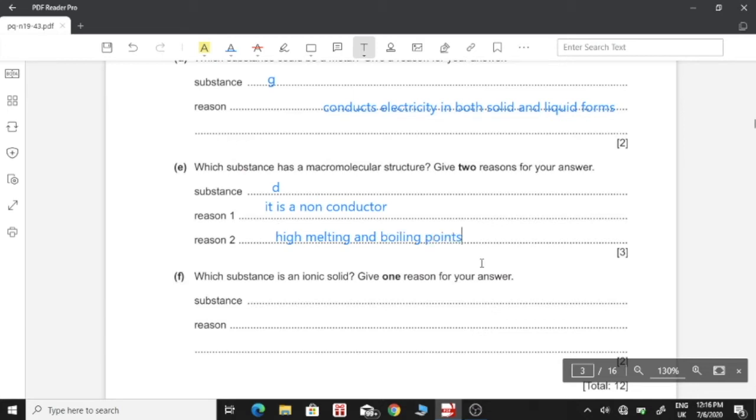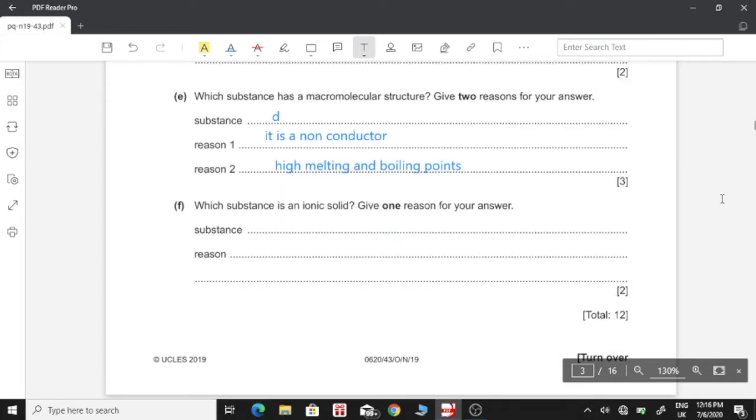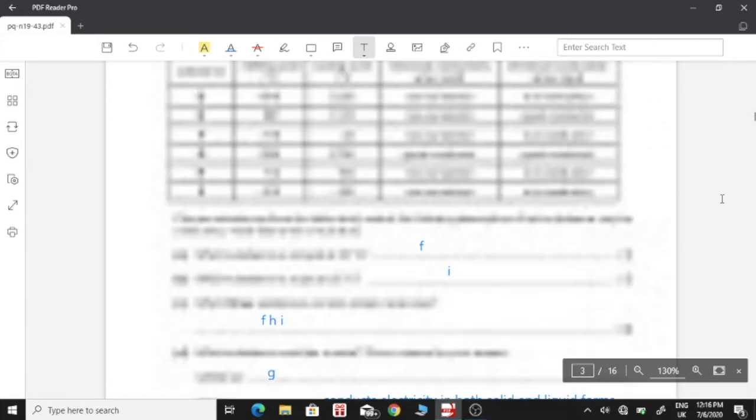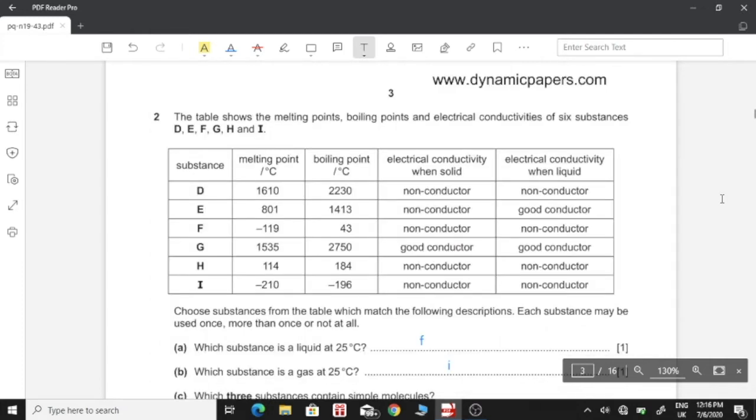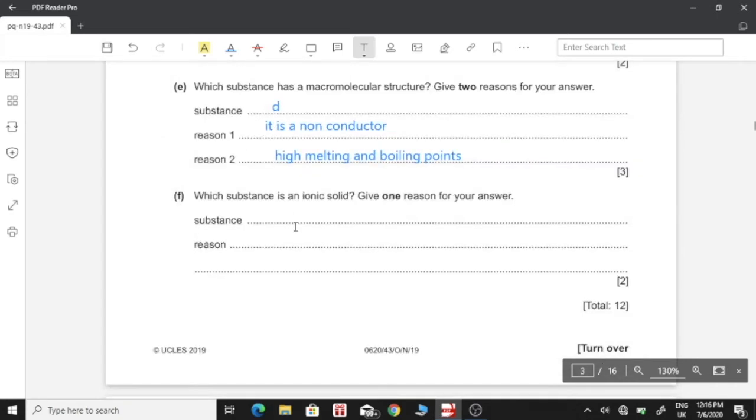Alright, part F, which substance is an ionic solid? Give one reason for your answer. So we know that ionic compounds can only conduct electricity when they are in molten or aqueous form. So let's look out for a substance which has those particular features. Alright, now this one, E, has these features. It can conduct electricity when in liquid form, however not when it is in solid form. And it also has high melting and boiling points. So our answer is E. And the reason is that it conducts electricity in liquid form.